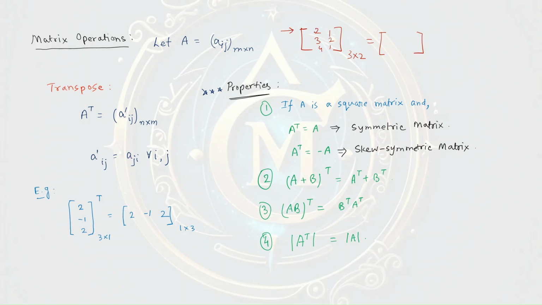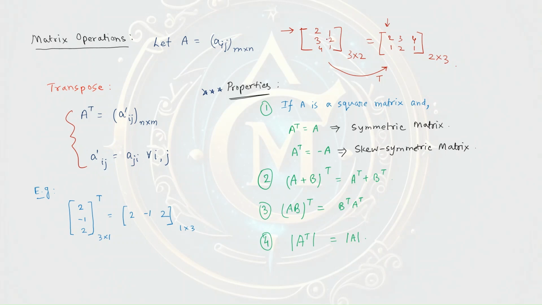If we are looking from this side, 2 1, so we write this as 2 1 from this side. Similarly here 3 2 becomes 3 2, and then 4 1 becomes 4 1. So this is the transpose of this matrix. So you can easily see that the size of this matrix is 2 by 3. So the element ij in the new matrix becomes the element ji of the old matrix. You can easily see from here.